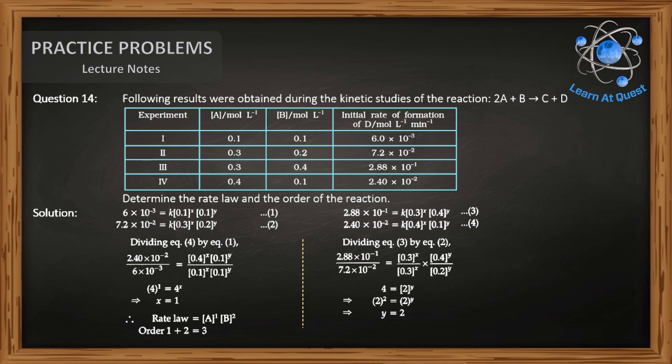0.3 raised to X gets cancelled and we are left with 4 equals 2 raised to Y, hence Y equals 2. Therefore, the order of the reaction with respect to the reactant B is 2. Hence, X is 1 and Y is 2.